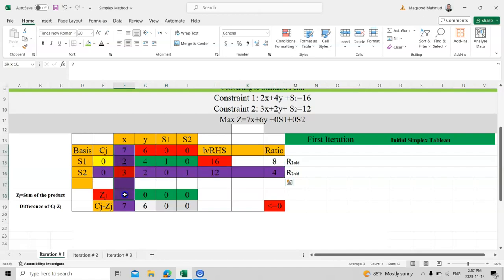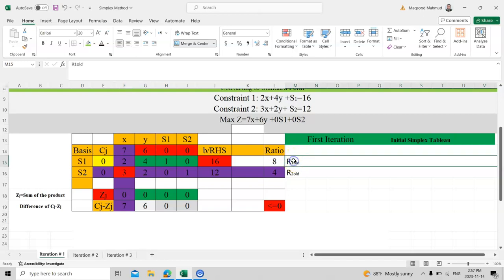The intersection of the pivot row and pivot column gives us the pivot or key element, which is 3, right? This 3 is very important, and it will be used for the unity matrix. We will make this a unity 1, and the corresponding elements will be 0 in the next iteration. So let's go to the next stage and see how we do it.